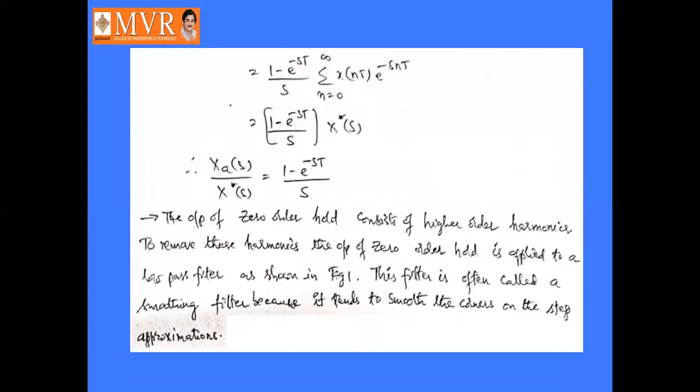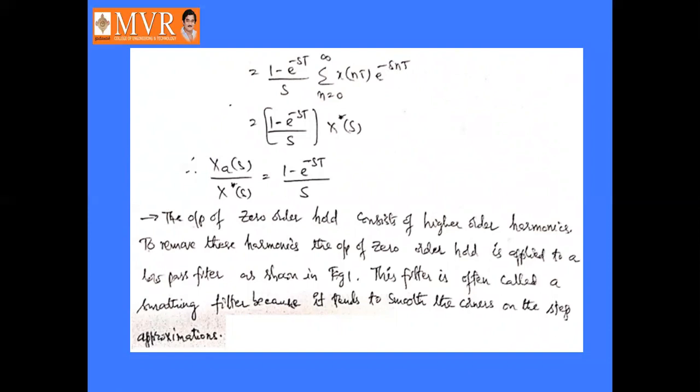So it is (1 minus e power minus sT) by s into sigma n equals 0 to infinity x(nT) e power minus s nT, which is (1 minus e power minus sT) by s into X star of s. So X_a(s) by X star of s is equal to (1 minus e power minus sT) by s. Therefore, the output of the zero order hold consists of higher order harmonics.